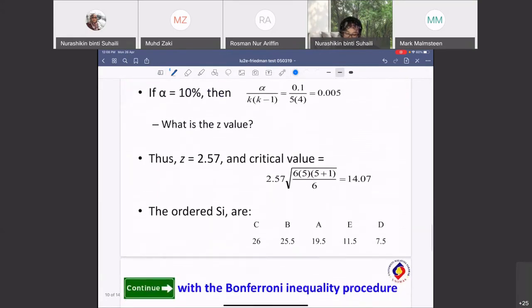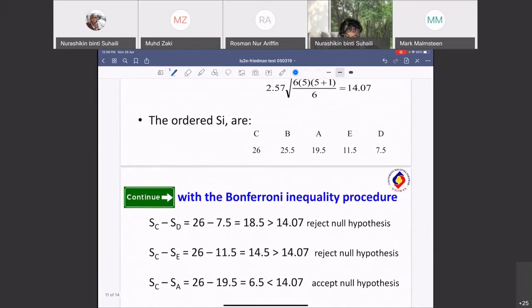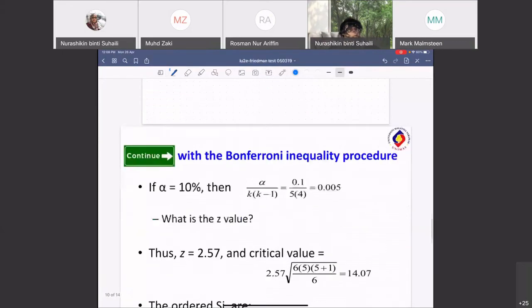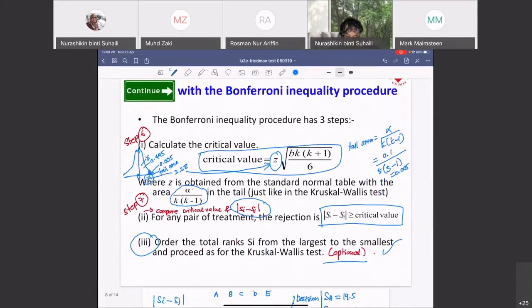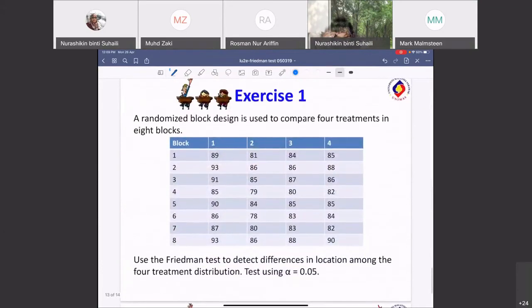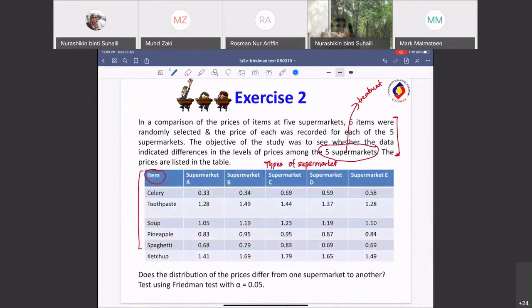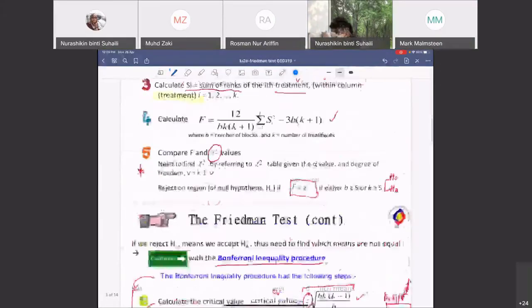Okay, so that's basically what the steps are. The most important thing is it's a bit similar to the Kruskal-Wallis test, but you just have to take note of the formula because it has B. Any question? Those are the examples that we discussed. The rest here are exercises for you to solve by yourself at home. Any question for the Friedman test before we disperse today?